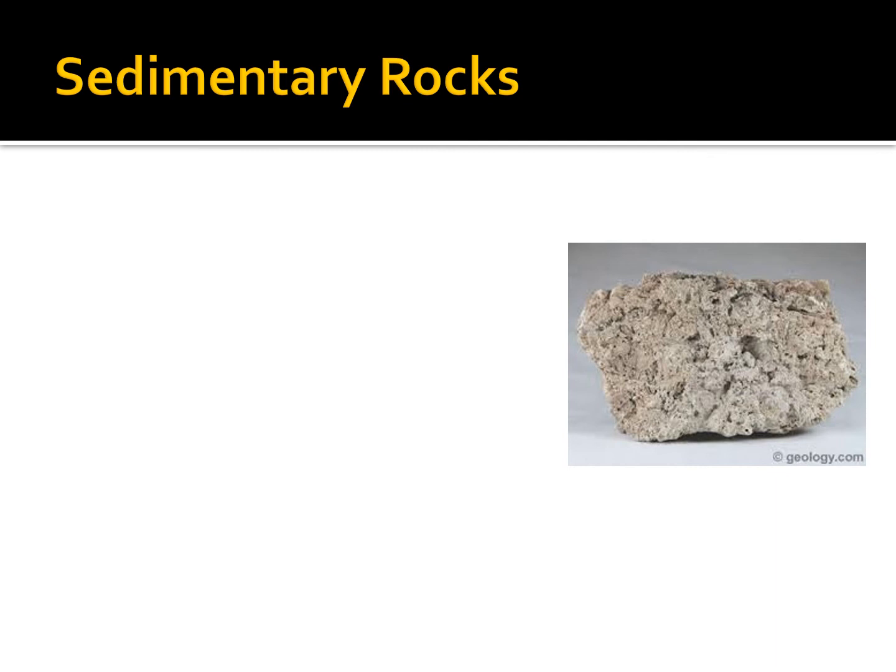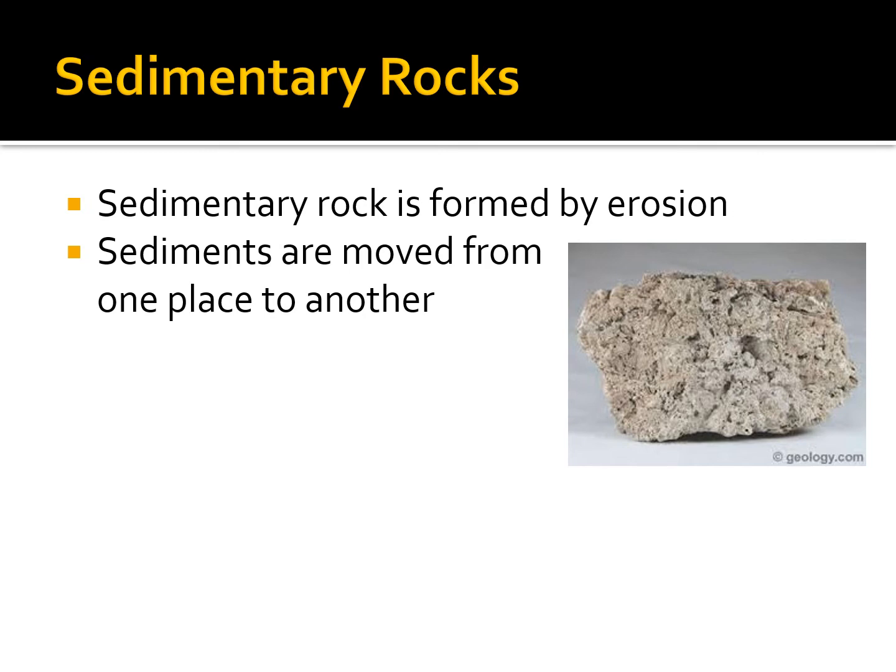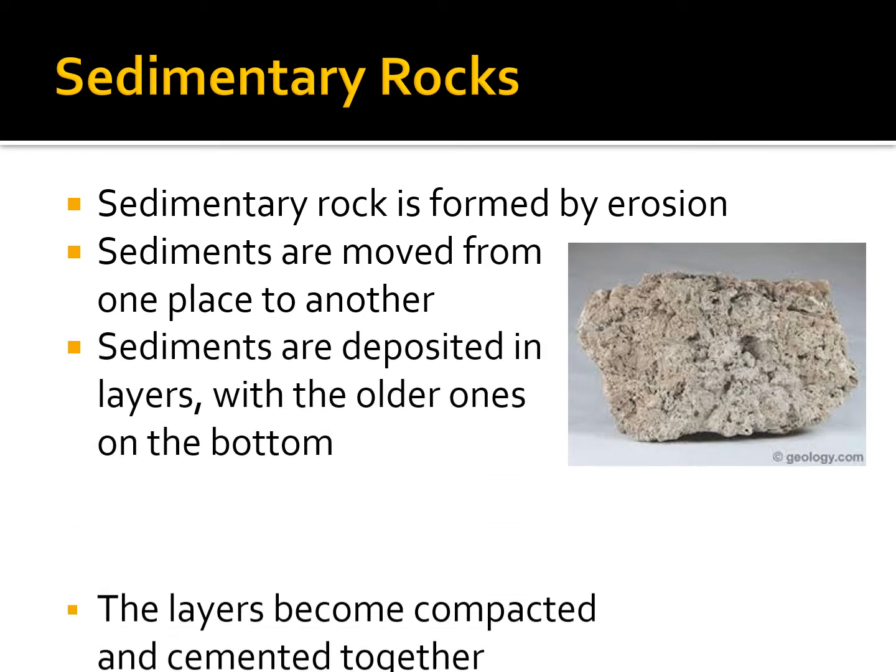So another way to look at it is that sedimentary rock is formed by erosion. The sediments are moved from one place to another. Eventually, they are all deposited in layers, with the older ones at the bottom. Over time, they all become compacted and cemented together to form one rock layer.